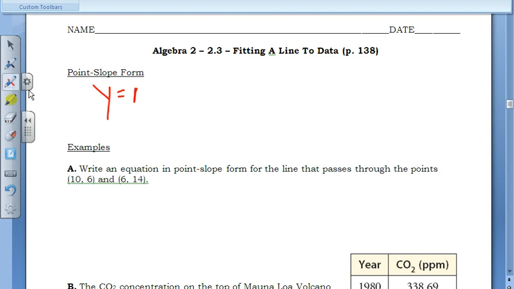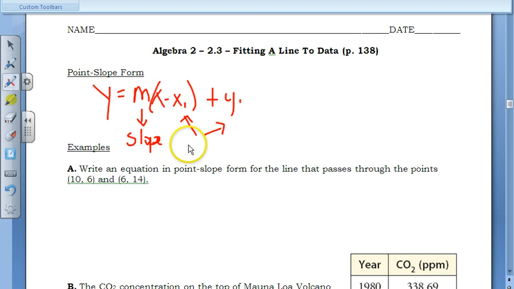y equals m(x minus x1) plus y1. The m still represents slope. The x1 and the y1 actually represent a point that we would find from the data, and it can be like the point that you use to calculate slope or even any point from the data.